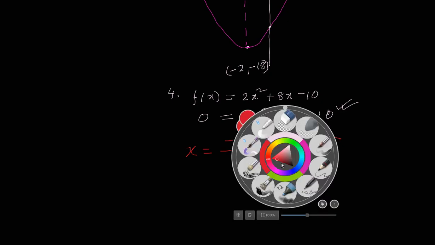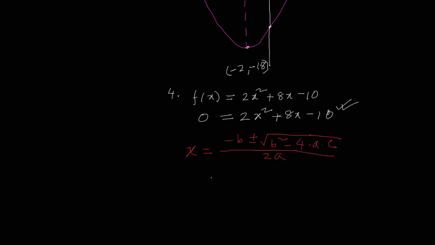So if I now plug in all my values, minus is minus. What is my b here? B is 8, plus minus square root of b square. So b is 8, so 8 square minus 4. Then what is my a? A is 2, multiplied by c. What is my c? C is negative 10. So c is negative 10, over 2a. So 2 and a is of course 2.